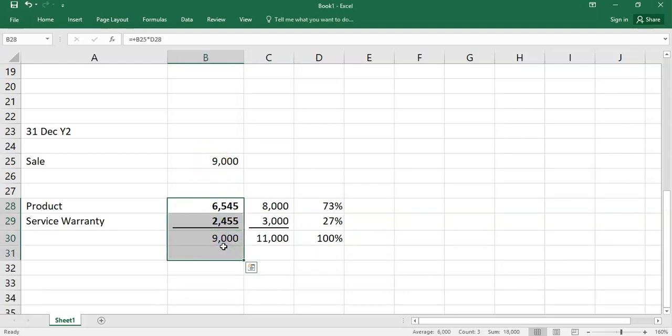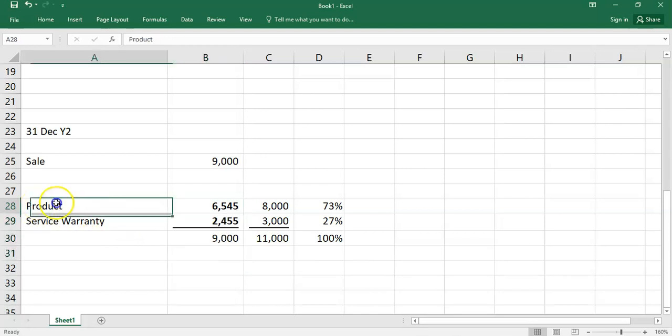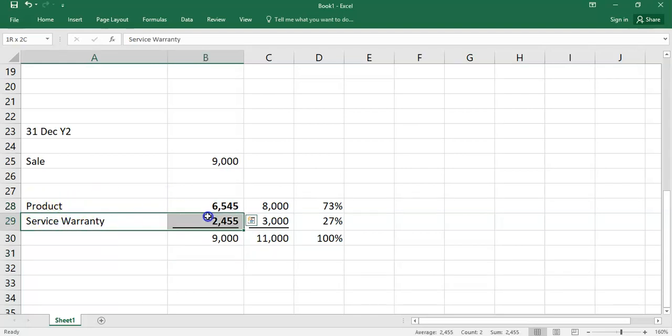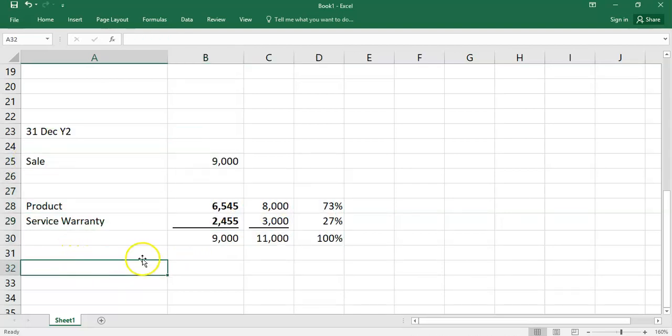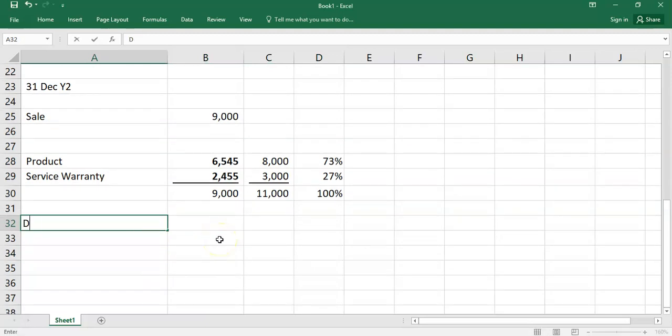So what that means is when you recognize revenue for the product, which could be the mobile phone, you're going to recognize 6,500. When you recognize revenue for the service warranty, you're going to recognize 2,400. That's your first portion allocated out. And at the year end when the sale is recognized, this is going to be the debit and credit.